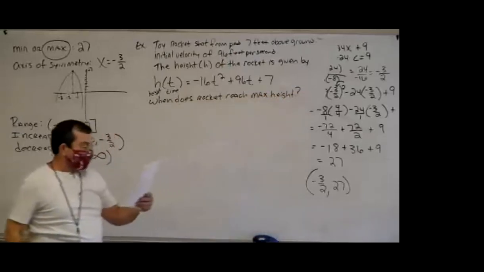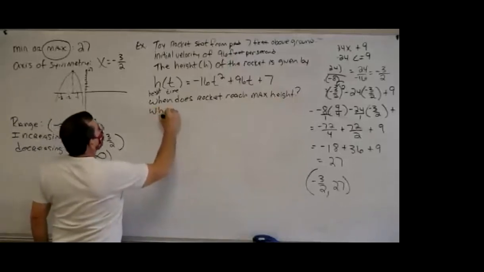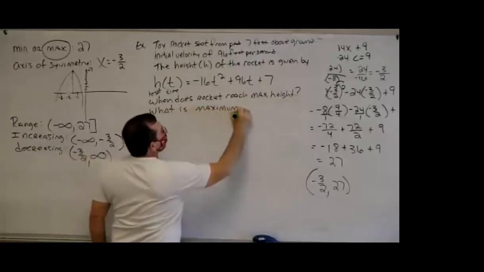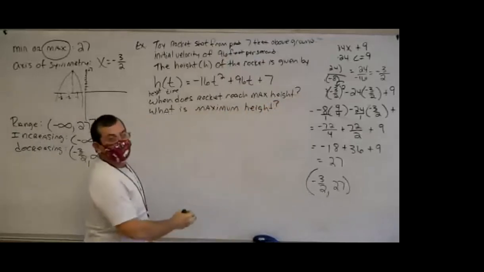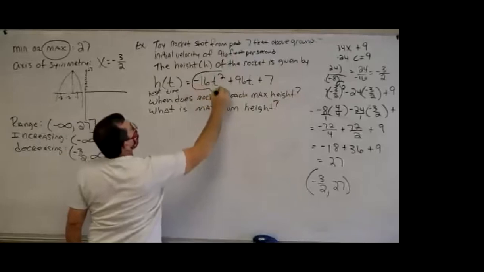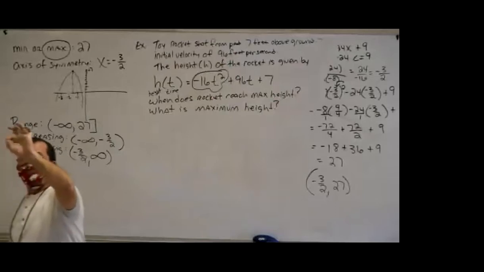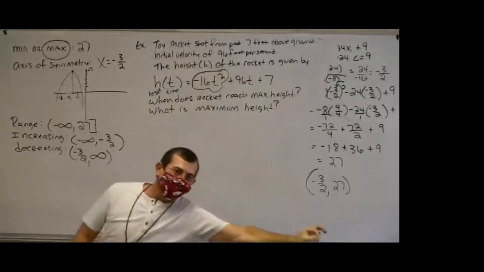Then they want to know, what is the maximum height? And guess what? This negative 16t squared is my x squared term, basically. It's negative, so we do have a maximum, right? So what's going to happen, my rocket for so many seconds is going to go up. When it hits that maximum, it's going to start going back down, okay?